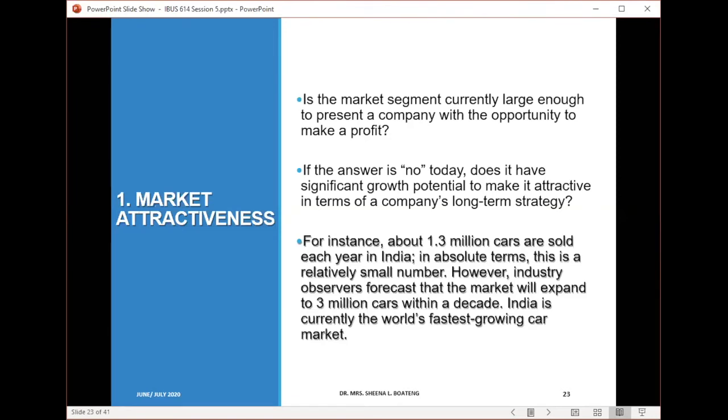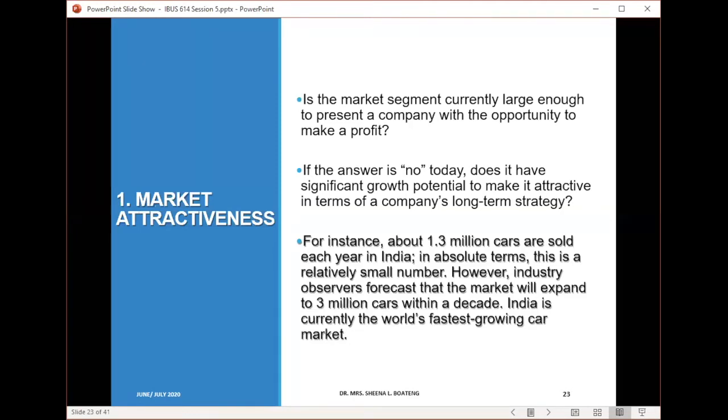But if currently the market is not large enough, and based on your forecast and your research, you can see that there's no way that the market is going to evolve or grow beyond the point at which it is now, then there's no need for you to go and invest in such a market segment.